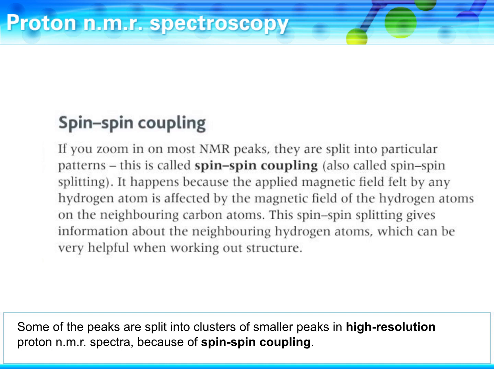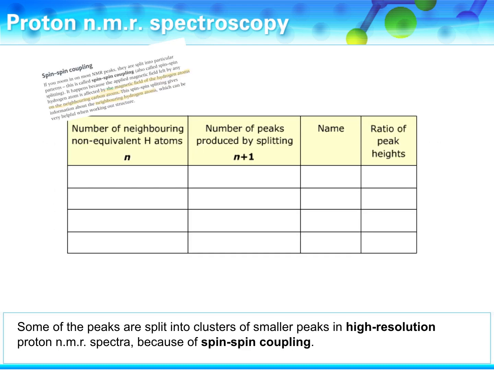So if you zoom in on low resolution NMR peaks, they're actually split up into particular patterns, and this is created by something called spin-spin coupling or spin-spin splitting. The reason why it happens is because the applied magnetic field of the hydrogen atoms on the neighbouring carbon atoms are affected. So the spin-spin splitting gives information about the neighbouring hydrogen atoms, and this is really helpful when you come to work out the structure.